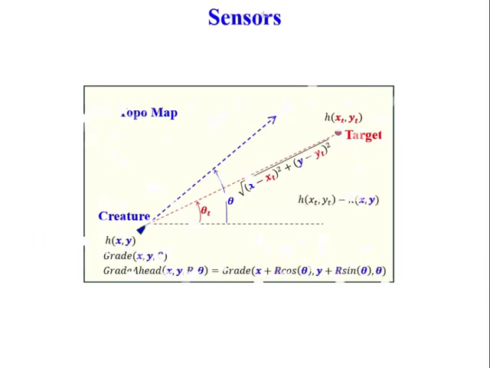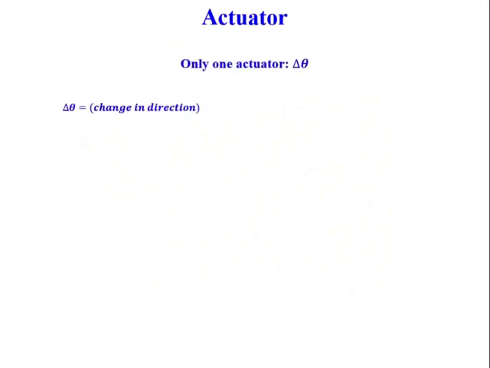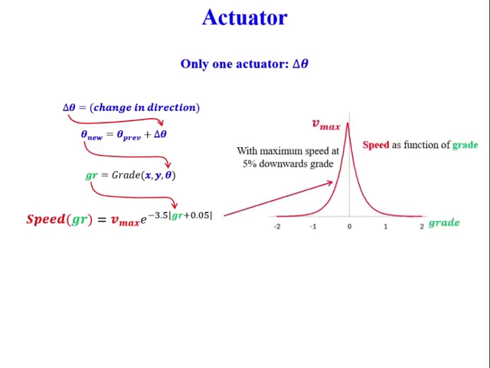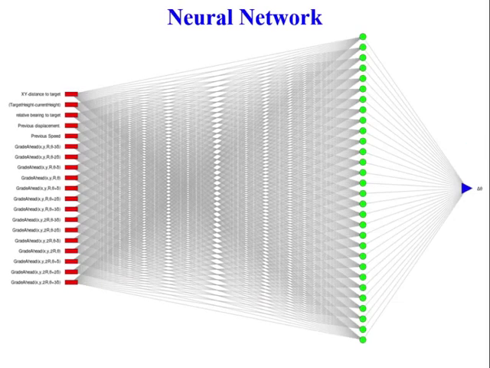For the actuator, we're only going to have one actuator, which is the change in direction. As a result of this change in direction, a new grade will be calculated, and then with this grade, the speed will be given by this curve with the maximum speed at a grade of minus 5%. This is how our neural network looks like with 19 sensors, 30 neurons in one hidden layer, and one actuator.